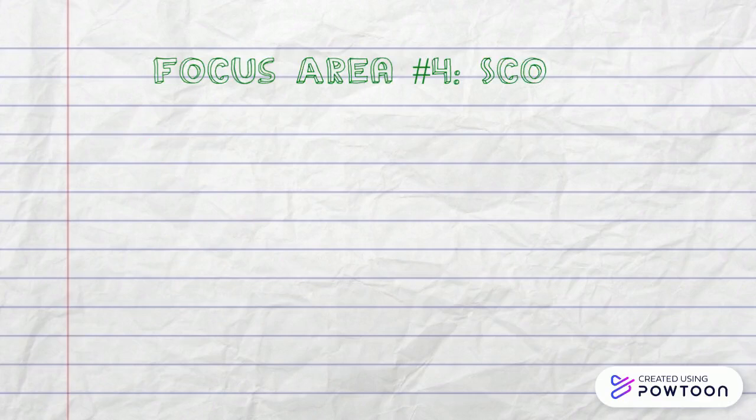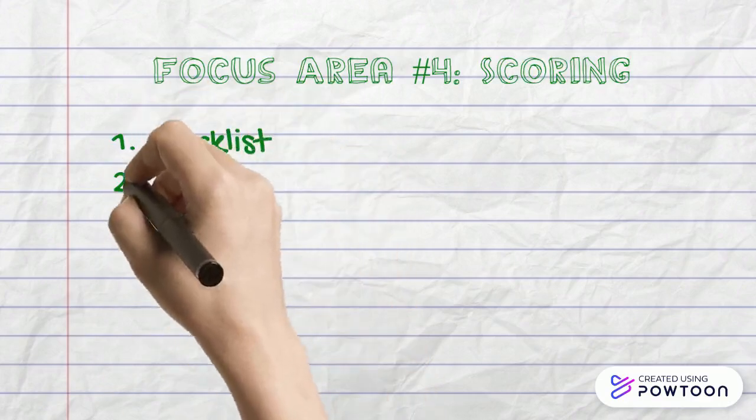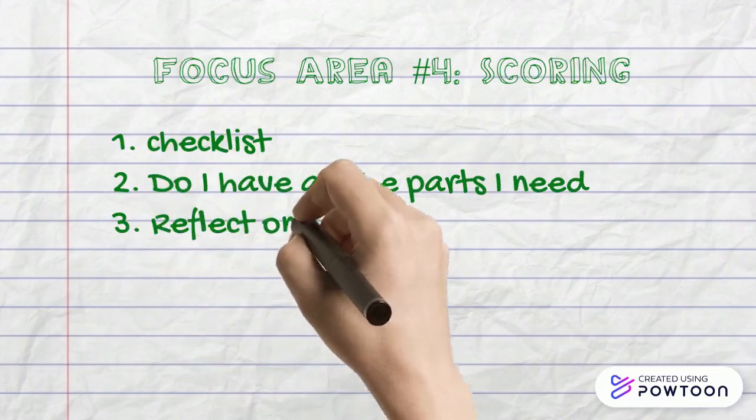Scoring is the fourth focus area. You need to make a checklist. Do you have all of the parts you need? And you need to reflect on the quality of your work.